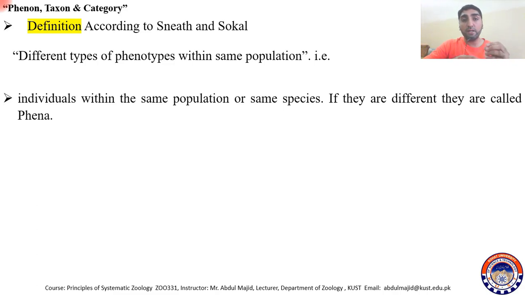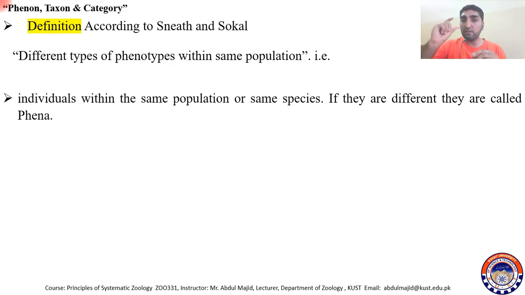So the green eye color is different from the black eye color. The black eye color is different from the blue eye color, and blue eye color is different from the green eye color. So each of these characteristics is different from the other. So different types of phenotypes within the same population. So the population is the same. All students belong to the same population, that is Homo sapiens, but there are different phenotypes.